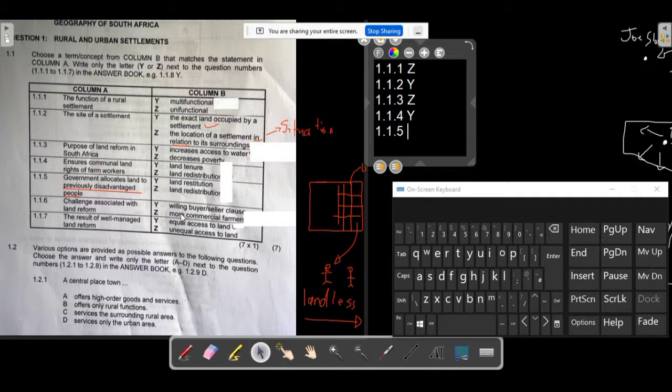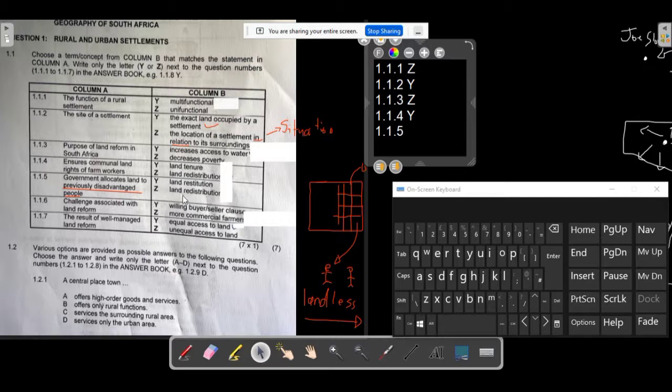Whereas land restitution, now restitution comes from restore. When you restore something, that means that it was in a particular condition, and you want it to be in that condition again. So you're restoring it. In this context, land restitution refers to government giving back land to people that lost land. So in this case, of course, that is land restitution, guys. We're going with Y.